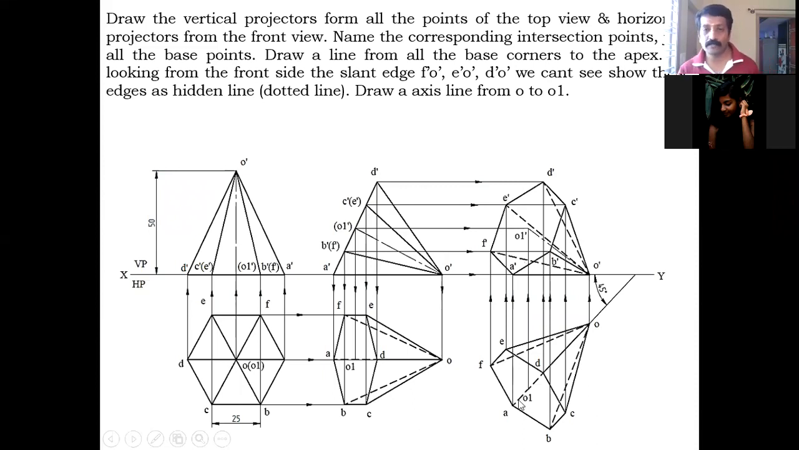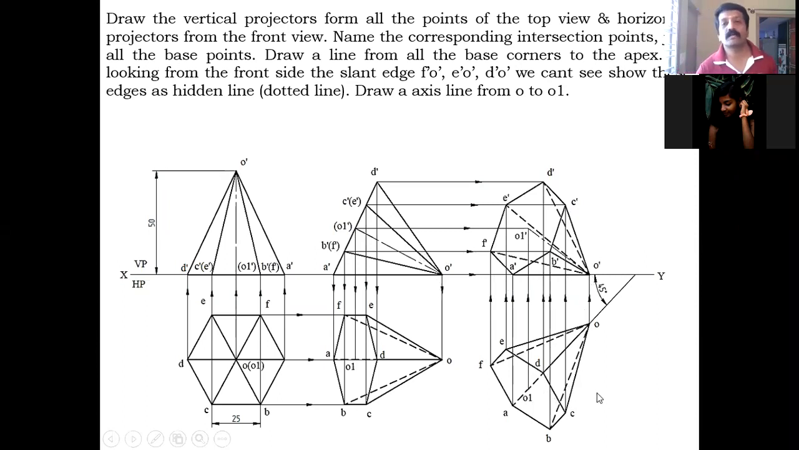Now coincide the points. A is here, A dash is here, this is A dash. B is here, B dash is here, this is B dash. C is here, C dash is here, this is C dash. D is here, D dash is here, this is D dash. E is here, E dash is here, this is E dash. F is here, F dash is here, this is F dash, the base point. O1 is here, O1 dash is here, this is O1 dash. Apex point O is here, O dash is here, this is O dash.